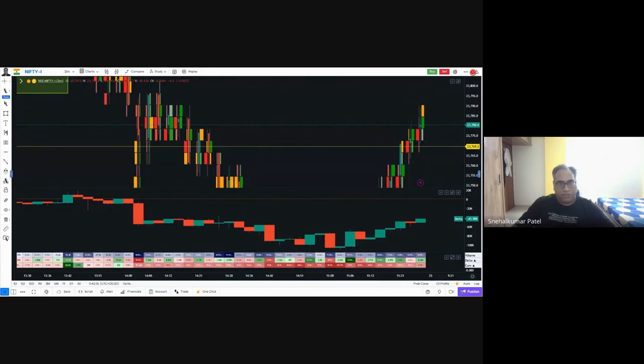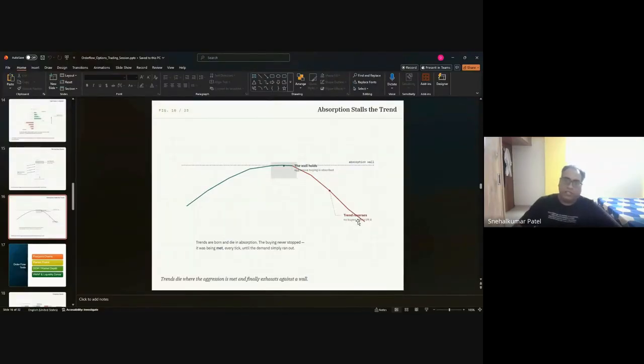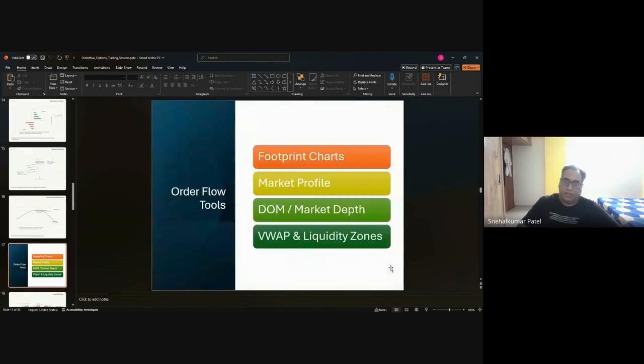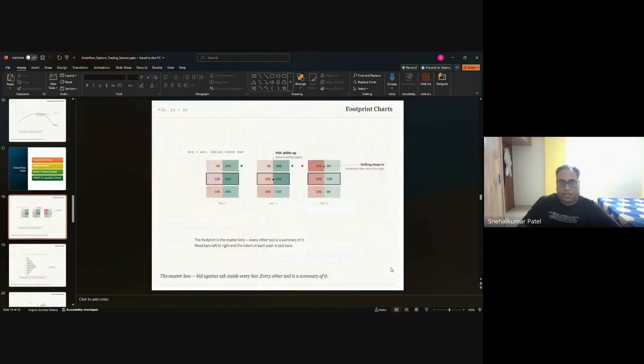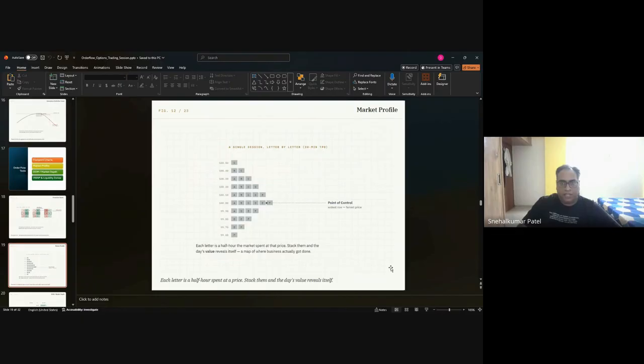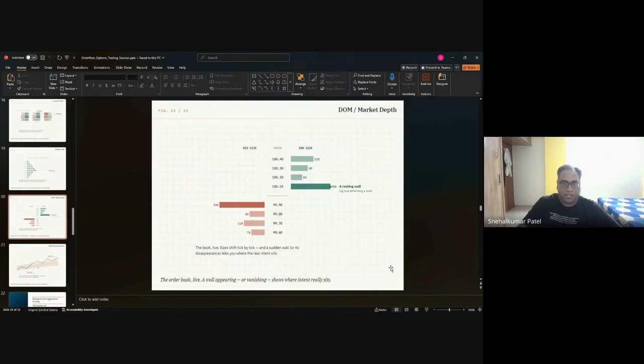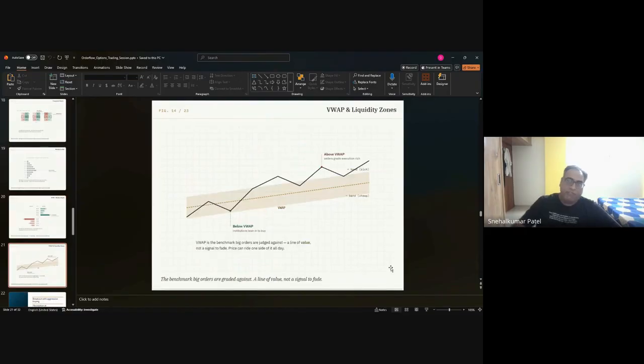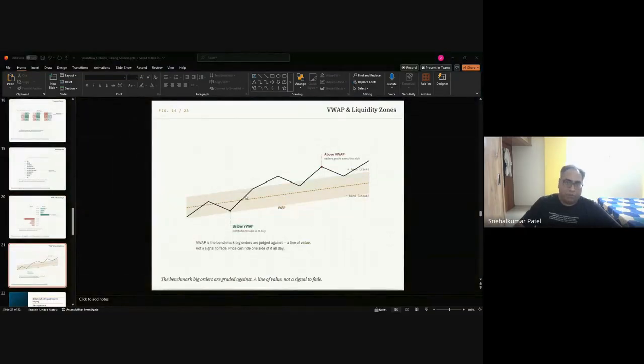I'll move back to the presentation again. Yeah, so this is how absorption, that we discussed, stalls the trend. The price was trending around 23,800, but it did not sustain, so it came down. This is something that we have already seen. Market profile and depth of market we have also seen. Next is VWAP and liquidity zone, so I will again move to the chart.